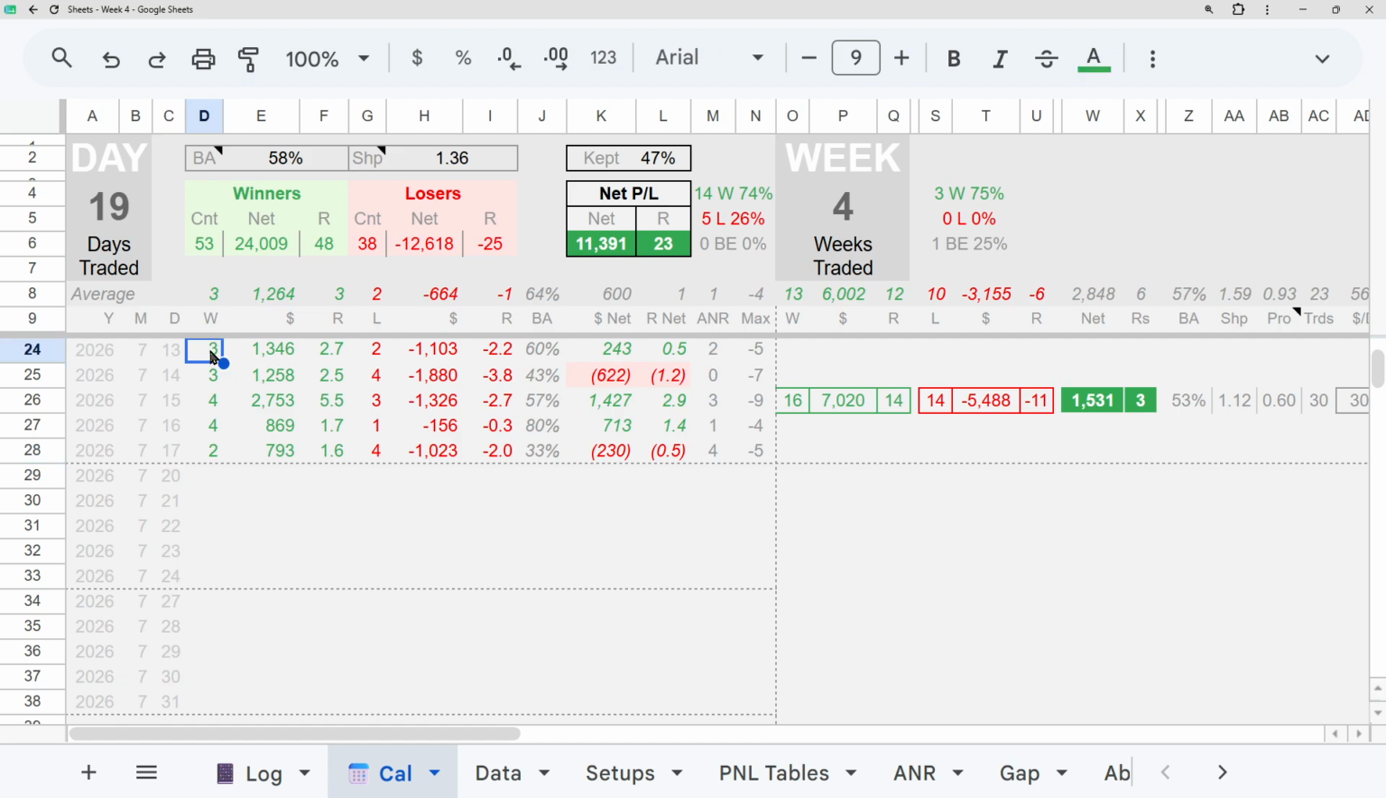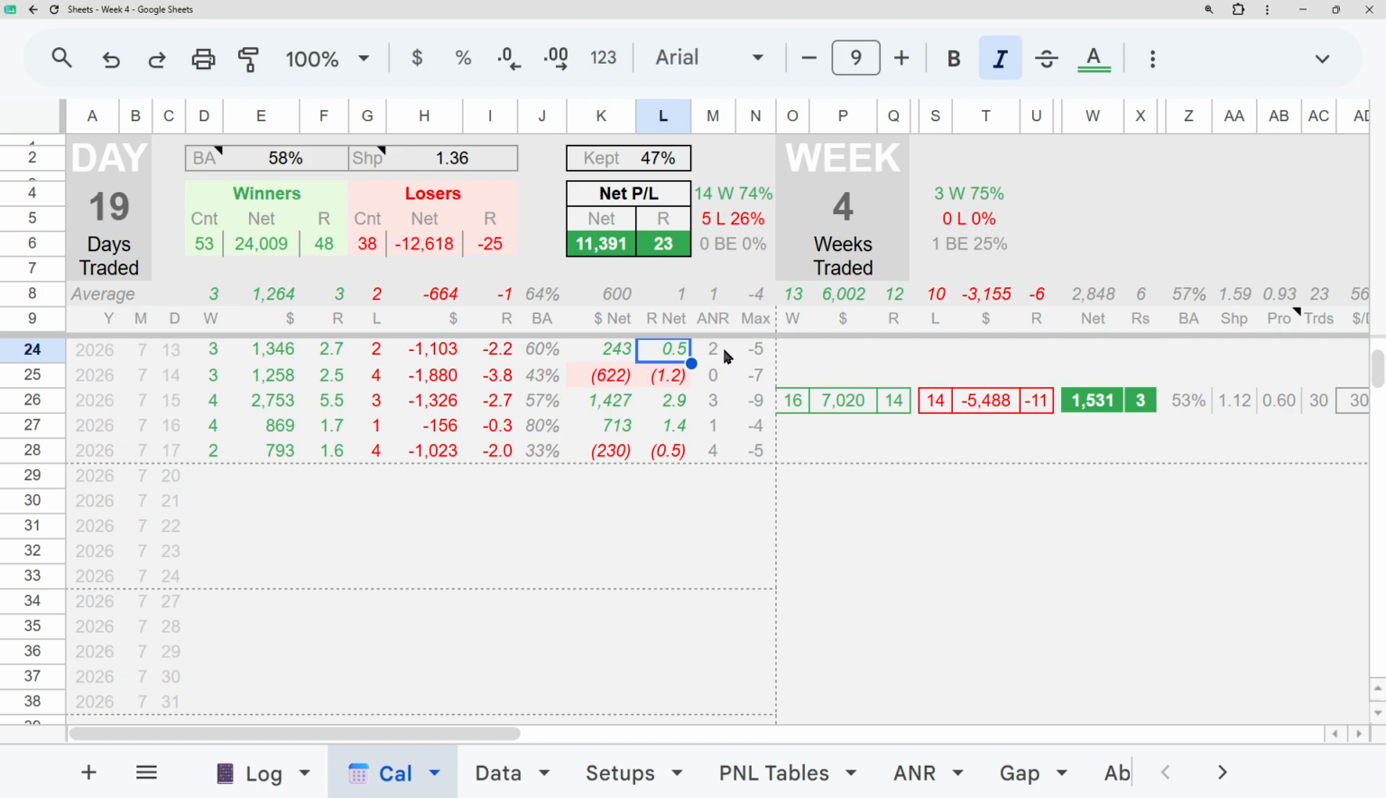Monday I had 3 winning trades that made me this much, 2 losing trades that lost me that much, 60% batting average. So I was right 60% of the time. I won 3 trades out of 5. And I ended the day up 0.5 Rs. My target for each day is 1 R. So in this case, I fell short of that target.